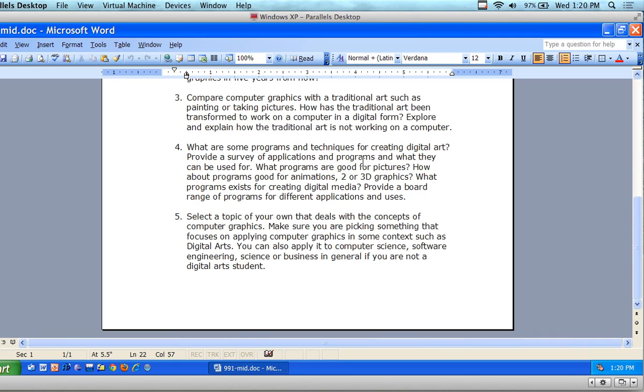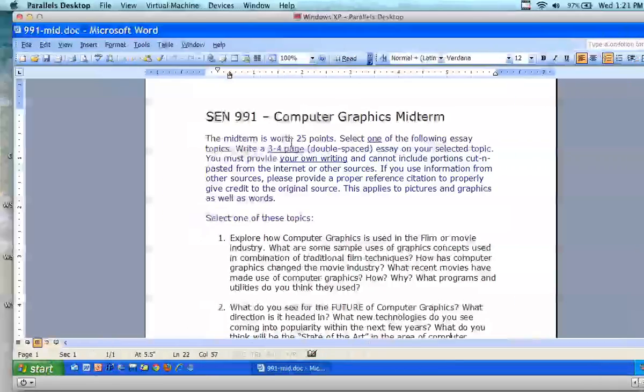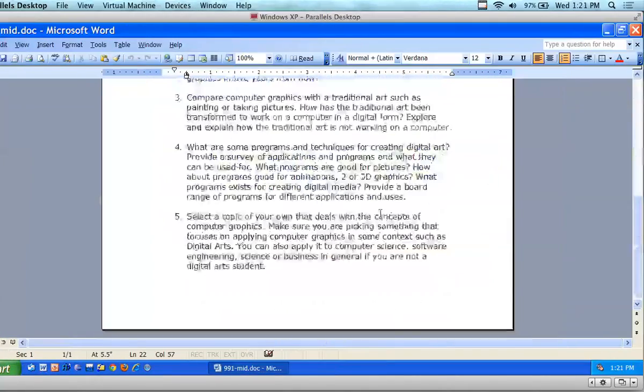So you could explore a package. You could explore Maya as an example. I'll talk about how Maya is used in terms of its capabilities and the tool set it provides in the area of arts, or in the area of computer graphics. Or you can talk about rendering, or anything you want to talk about. You pick a topic and you talk about it, and you provide 3 to 4 pages double-spaced. And then that is due at the end of the term, along with all the rest of the work.